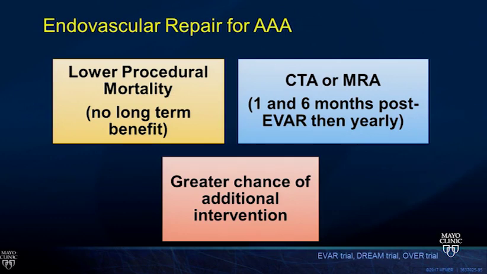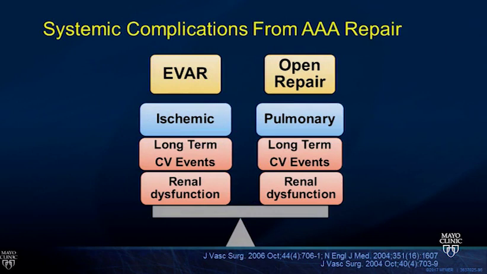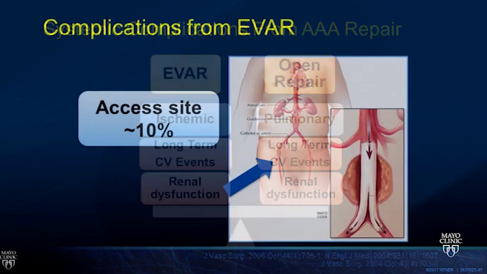So patients have to be willing to come back for follow-up, and there's a greater chance of some additional intervention. In terms of systemic complications from AAA repair, open repair, because it's generally anesthesia and an open surgery, tends to have more pulmonary complications. EVAR tends to have more ischemic complications in terms of the colon, the kidneys, and then distal emboli. But as I mentioned, similar long-term cardiovascular events, actually similar renal dysfunction.